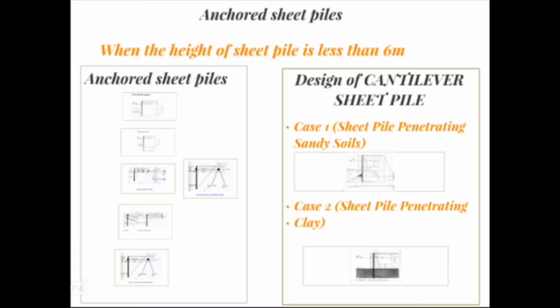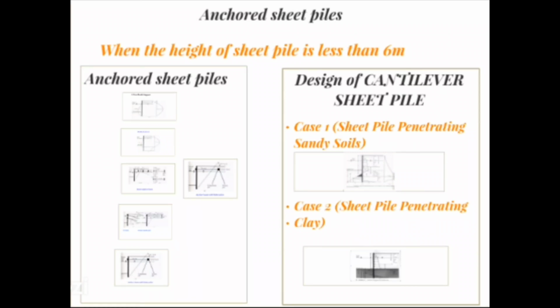Next, we have the anchored sheet piles. Again, what are anchored sheet piles? Walls are held above the driven depth by anchors provided at a suitable level. The anchors provide forces for the stability of the sheet pile, in addition to the lateral passive resistance of the soil into which the sheet piles are driven, and when the height of the sheet pile is less than 6 meters.